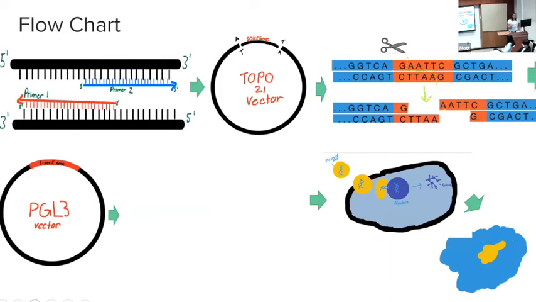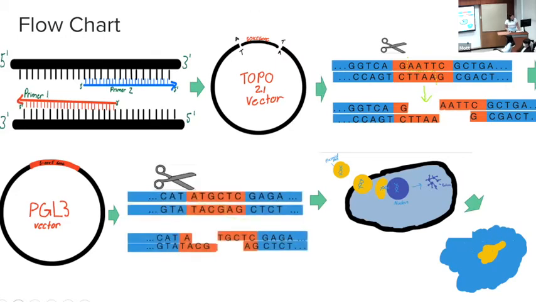This is my flow chart. I drew this flow chart. We started with the PCR, we did TA cloning, then we did plasmid isolation and restriction digestion, and then we subcloned it into the PGL3 vector, then restriction digestion one more time, and then we transfected it into cells, and this is what it would look like. It's a little diagram of what it would look like if the luciferase is active.